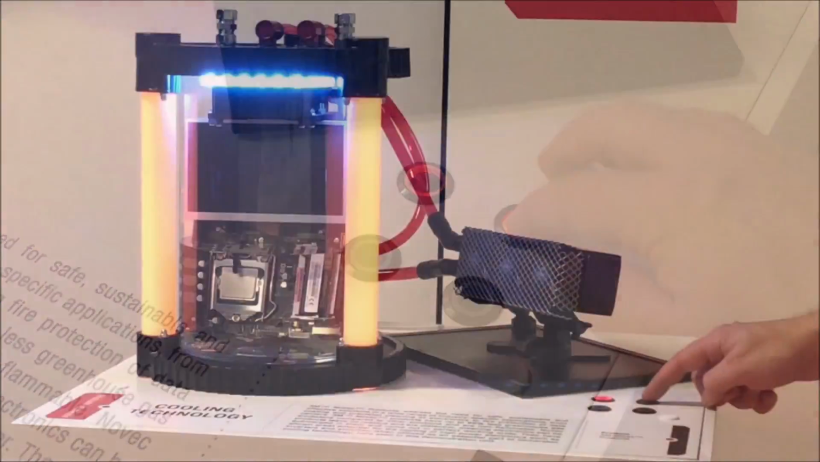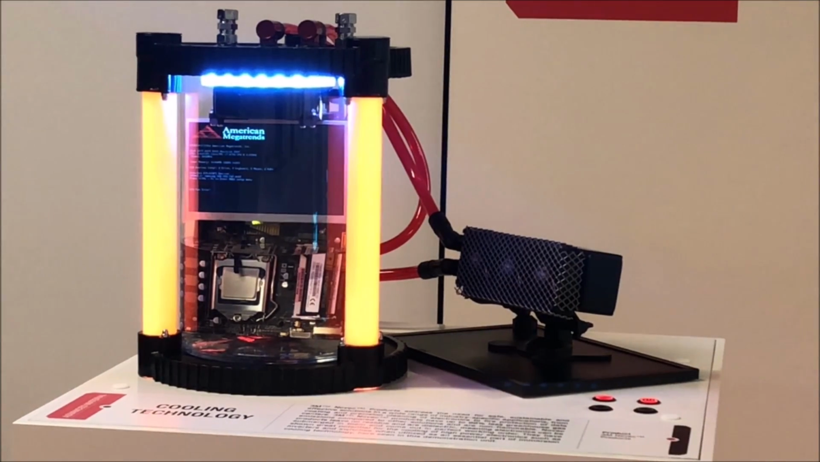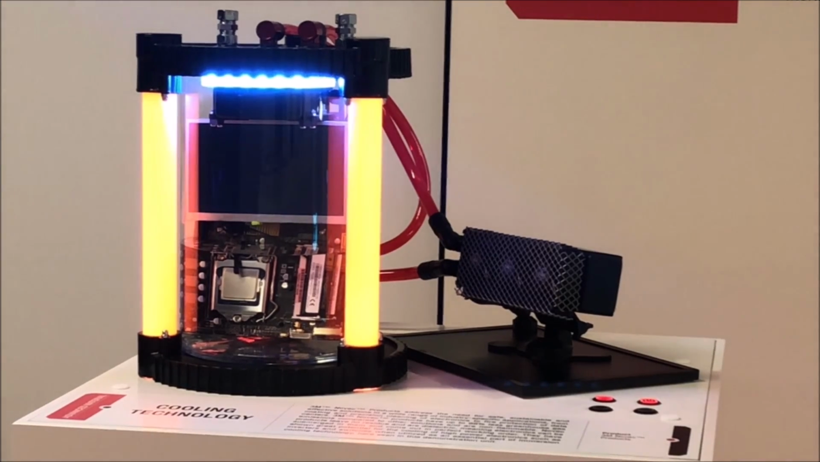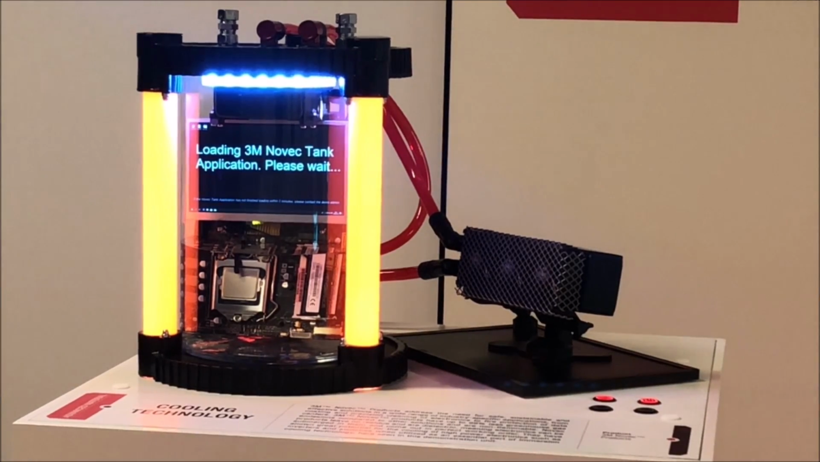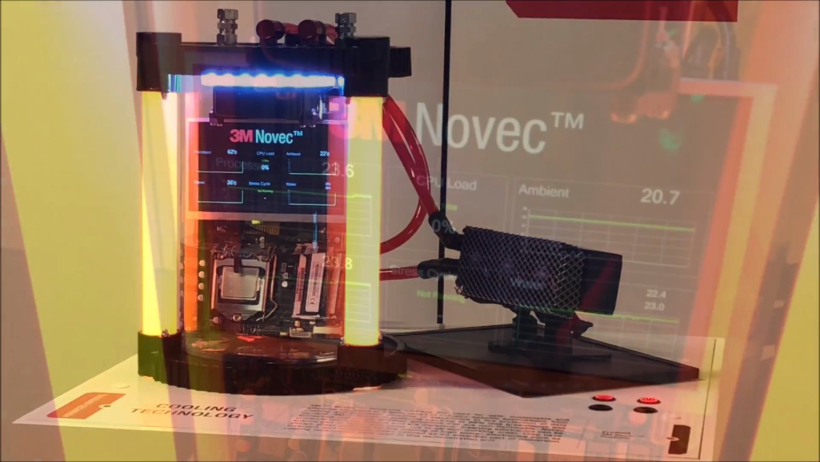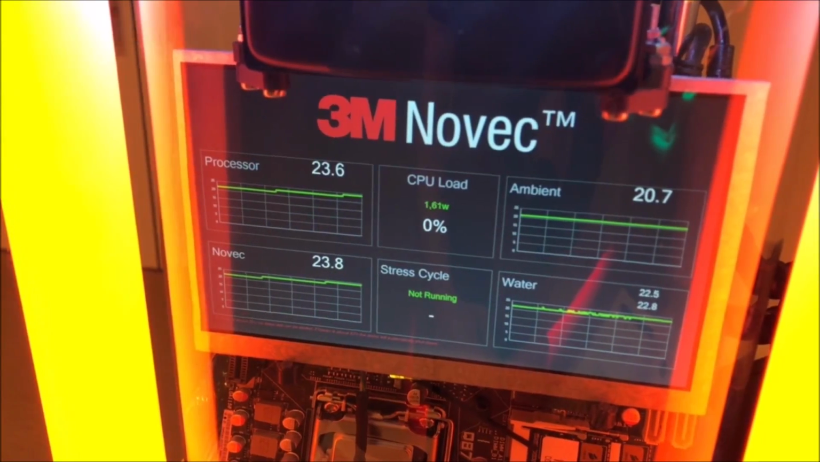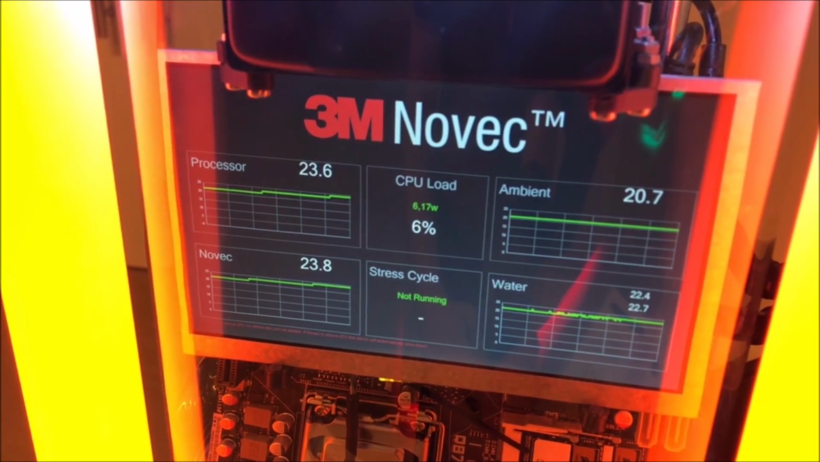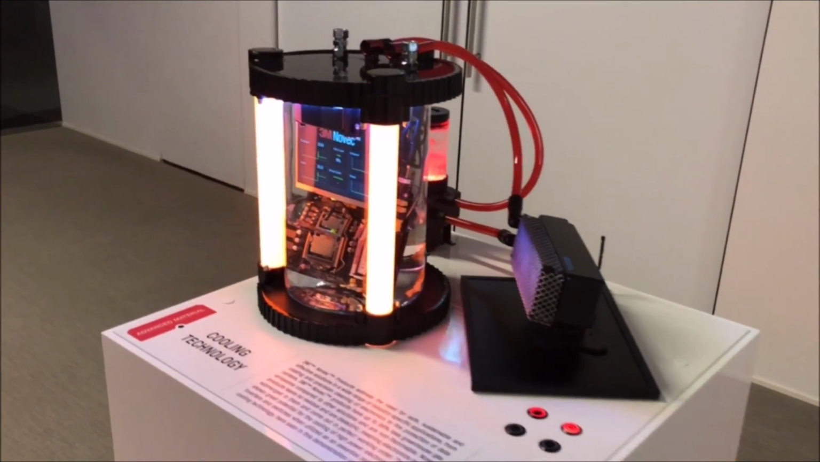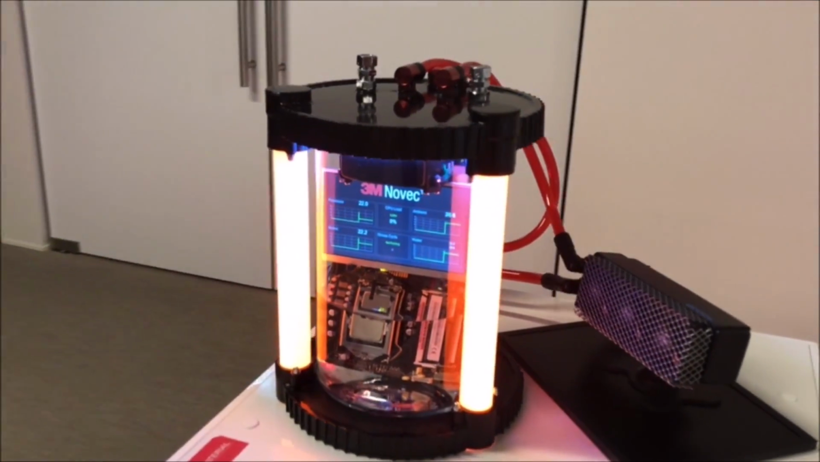Let's power everything on. This is a standard Windows computer, and so it will first load the operating system and then our custom software. Our custom software will display the processor, tank, water and ambient temperatures, as well as the current CPU load and if a stress test is currently running.